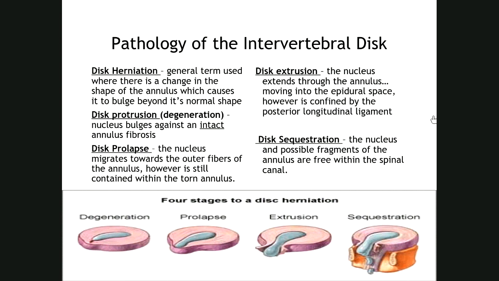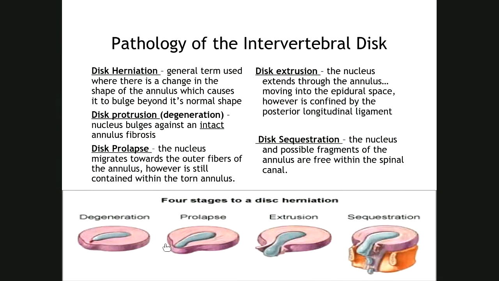All right, so talking about the pathology of the intervertebral disc, I think you've seen this slide before in another class. If you recall that jelly donut that I talked about, this is how you're going to think about disc herniation. Disc herniation is just that general term where there is a change in the shape of the annulus that causes it to bulge beyond its normal shape. We're going to start with degeneration, which is also called disc protrusion. It's that nucleus you see here bulging against an intact annulus fibrosus. Let's say it's the same jelly donut, but there's no hole in the donut.